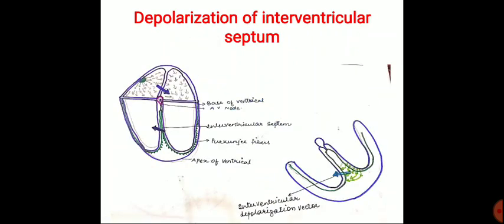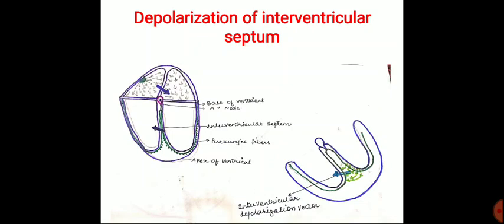Then we move toward the third electrical activity of the heart, that is the depolarization of the interventricular septum. The impulse arises from the SA node, reaches the atria, from the atria the AV node, and from the AV node it reaches the interventricular septum, or enters into the ventricle.